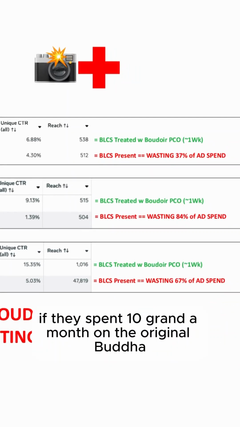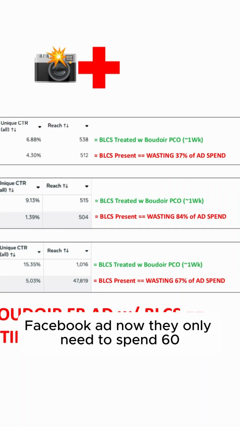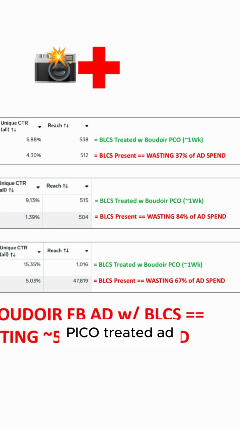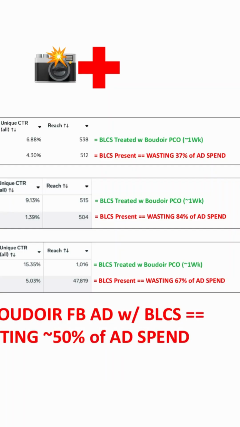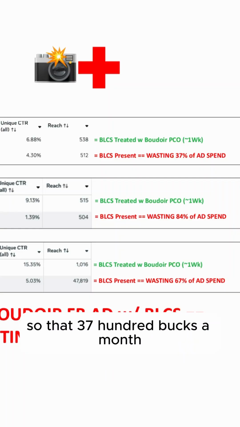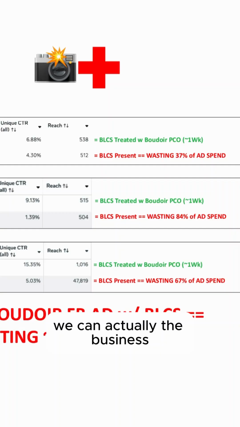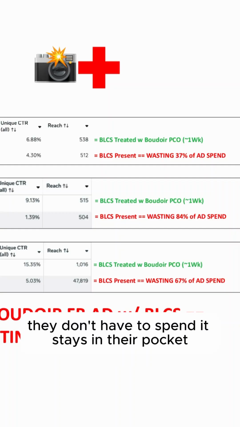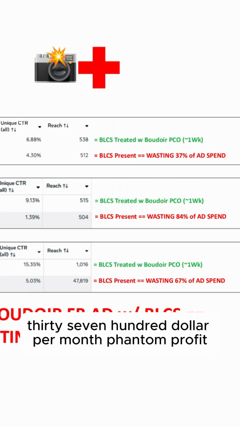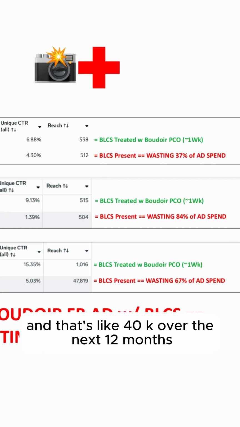So if they're spending 10 grand a month on the original Boudoir Facebook ad, now they only need to spend $6,300 a month with the Boudoir Pico treated ad to get the ad into the same number of women's brains in both scenarios. So that $3,700 a month that no longer needs to be spent, the Boudoir photographer simply pockets. They don't have to spend it, it stays in their pocket. It's kind of like $3,700 per month phantom profit, and that's like 40K over the next 12 months.